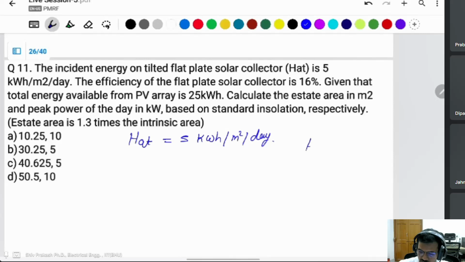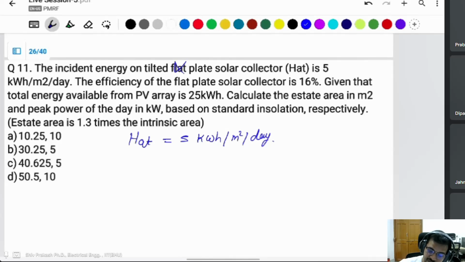If HOT is given, it means the incident energy on the tilted collector without considering the effect of the atmosphere. But here it is given as HAT, it means how much is incident on the tilted plate collector, the solar collector.